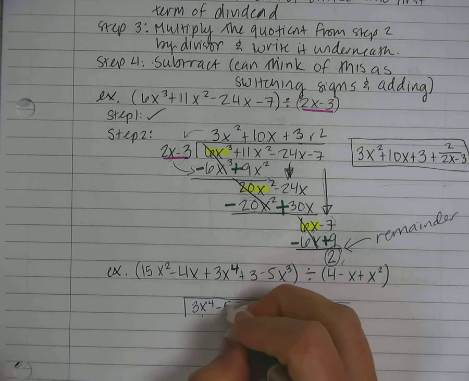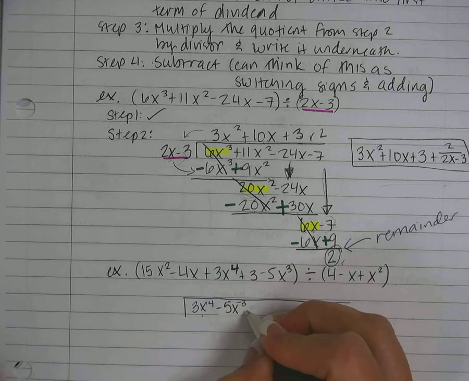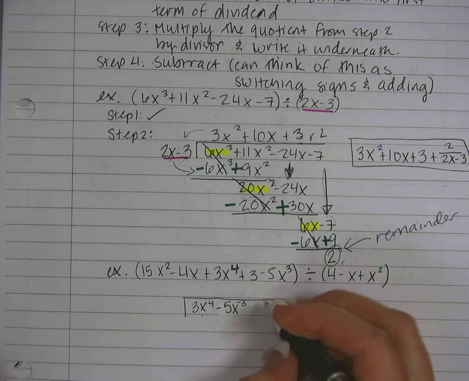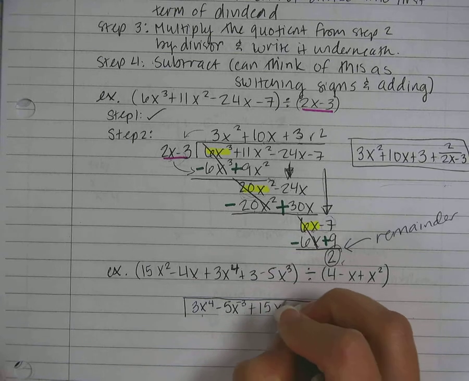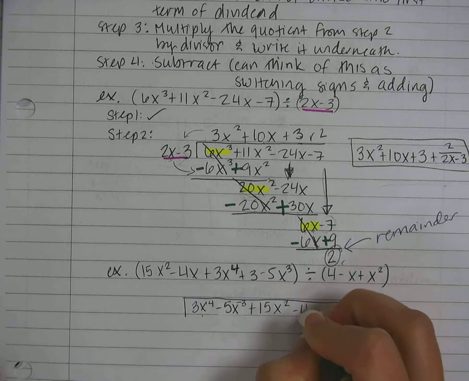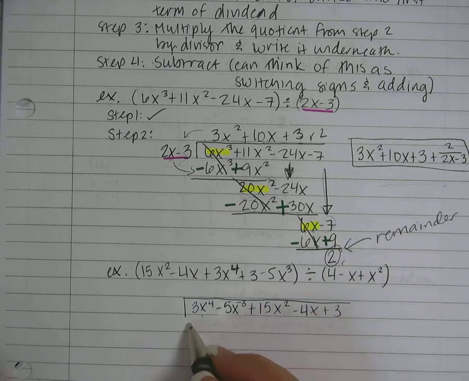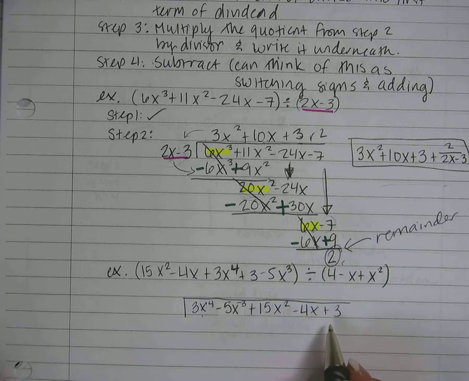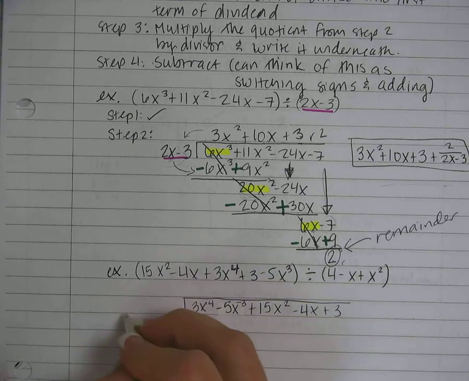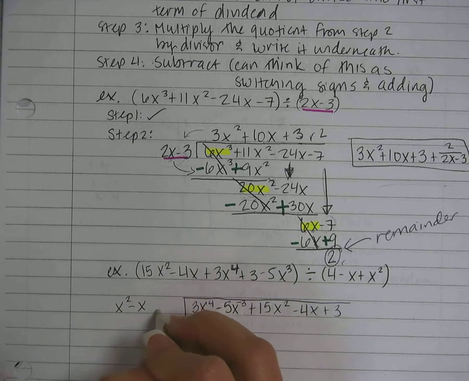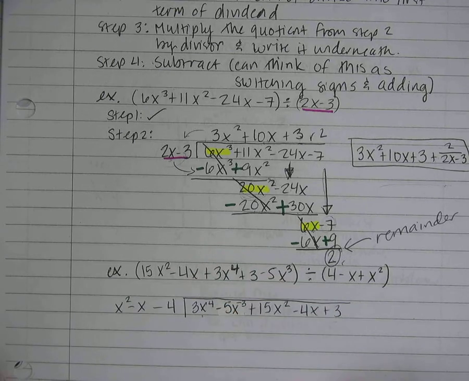Okay, then I'll have minus 5x cubed, and then plus 15x squared minus 4x plus 3. All this is being divided by x squared minus x minus 4. Or excuse me, plus 4. Okay, I'm going to go ahead and do this one with you, but we're going to write it down together.